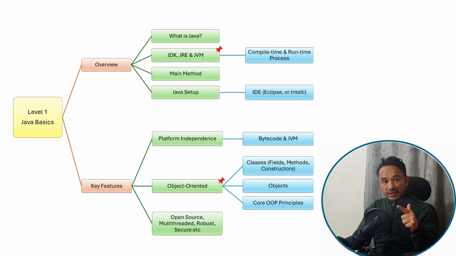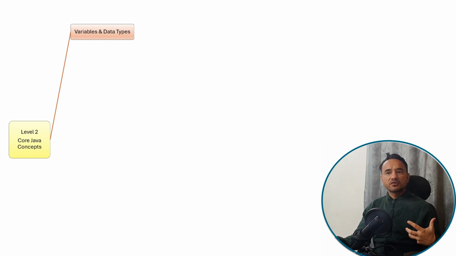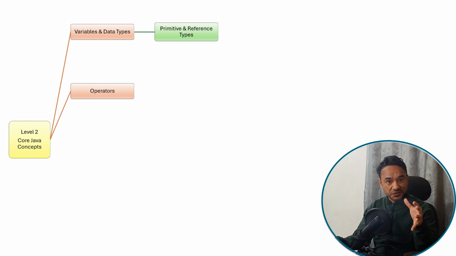Now let's move to level 2, which is about the core Java concepts. Again, important. Inside the core Java concepts, first start with the very basic variables and data types, including primitives like int and float, and reference types like objects and arrays. Understand these. Then explore the operators we have in Java.